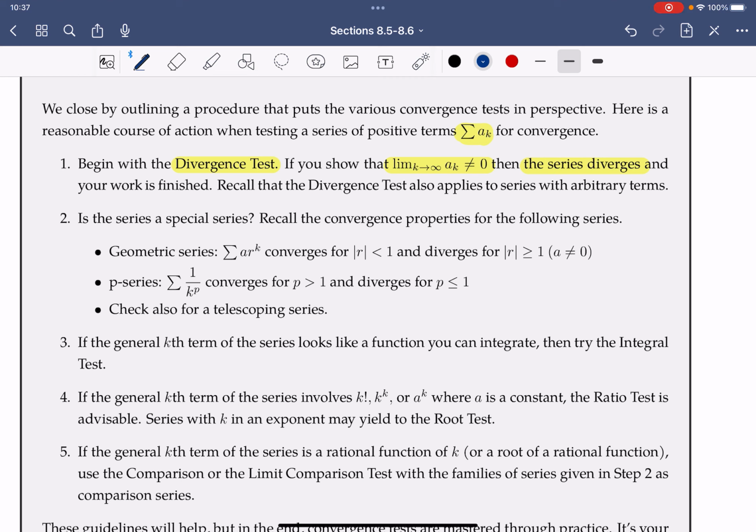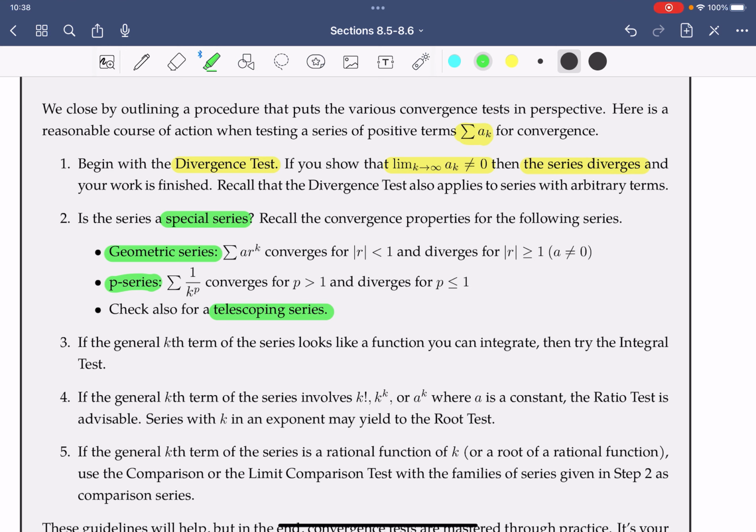And if it is the case that the limit is not equal to zero, then you conclude that the series is divergent. And then after that, you can take a look at the special series, whether there is a pattern that tells you it is a special series. The special series that you learn in this class are the geometric series, the P series, and also the telescoping series. So you can try to match with the form of the geometric series, P series, and telescoping series.